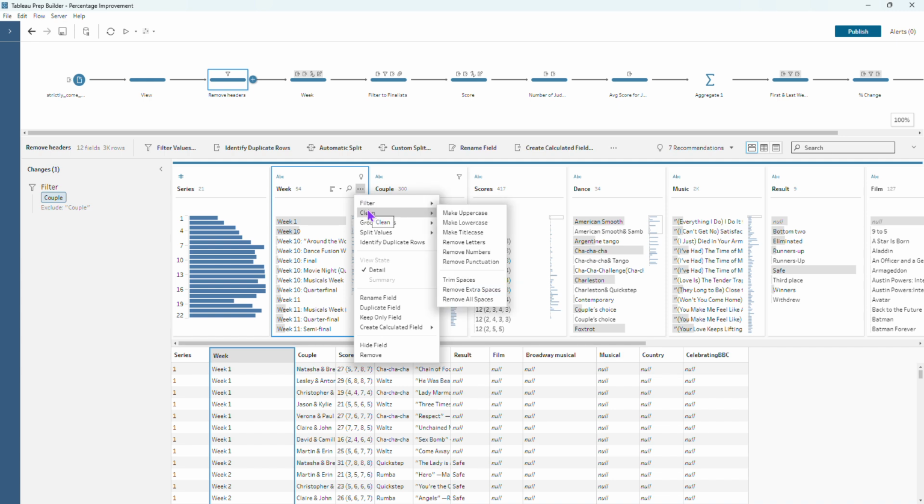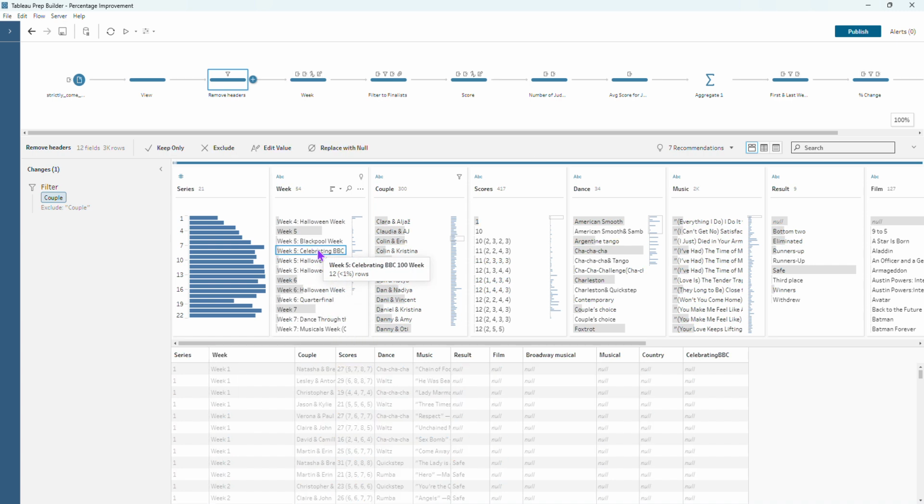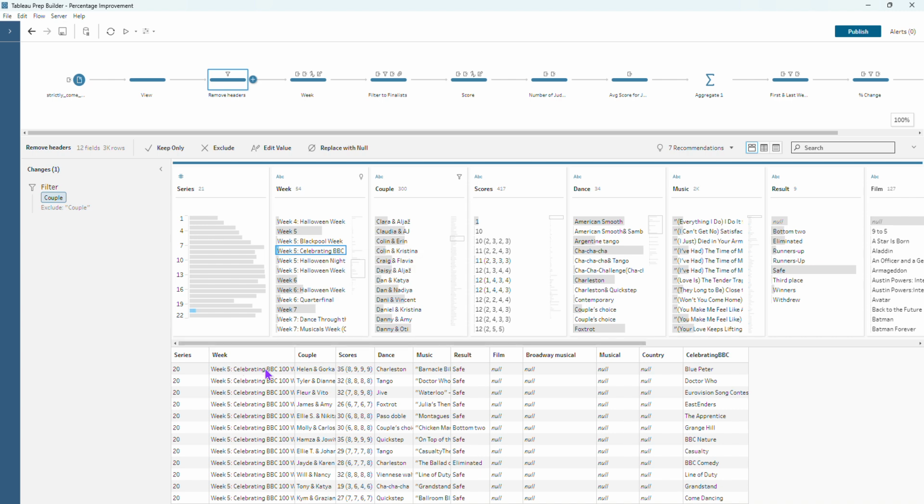So we can just go ahead and clean and remove the letters, remove the punctuation, and then remove all the spaces, and that just leaves us with the numbers. But if we do that, then we do have an issue with one of these weeks here, which is that there is a themed week that was celebrating 100 years of the BBC. There we go. So celebrating BBC 100, so we would get week 5100 if we did it that way.